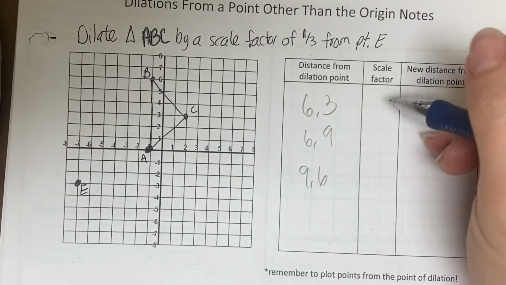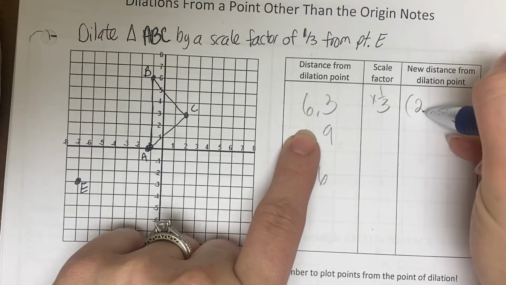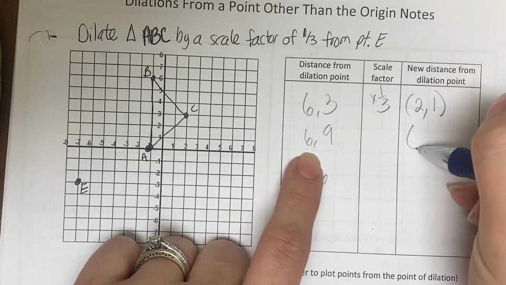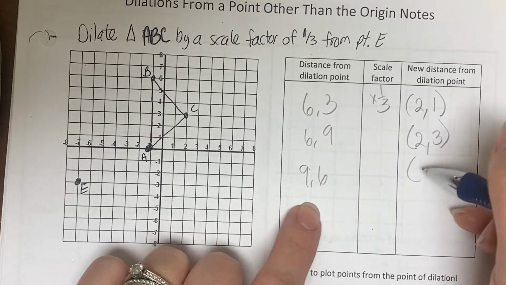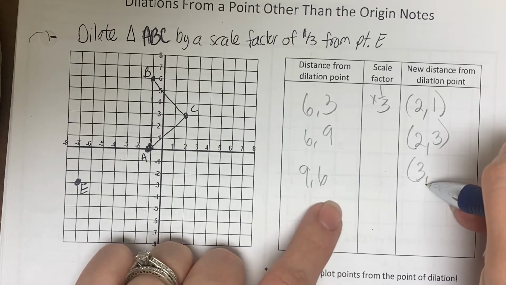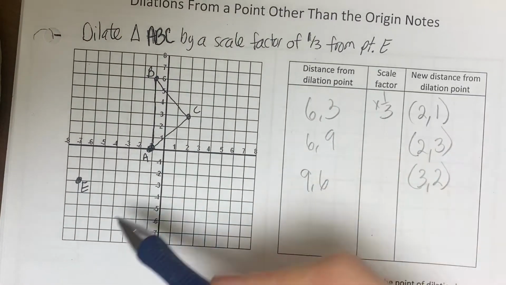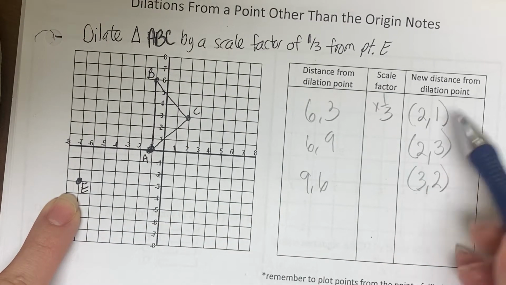All right, times the scale factor of 1/3. So 6 times 1/3 is 2. 3 times 1/3 is 1. 6 is another 2. 9 times 1/3 is 3. 6 times 1/3 is 2. So these are my new distances that I need to plot from E. So from E, I need to go over 2, up 1, and that will be my A prime.